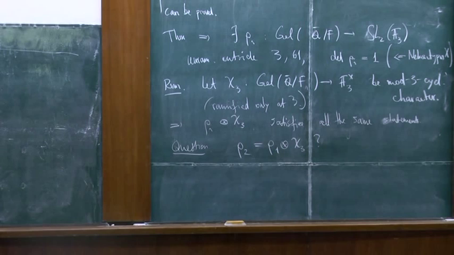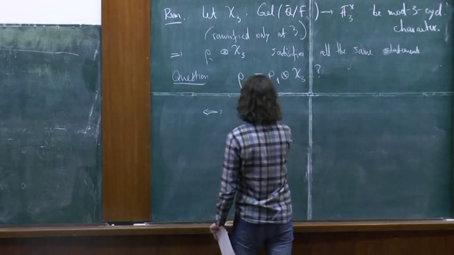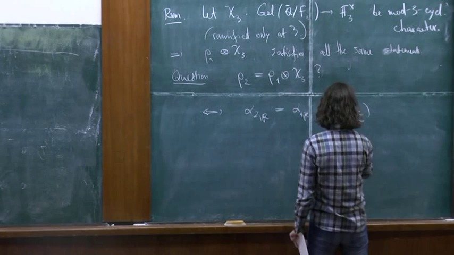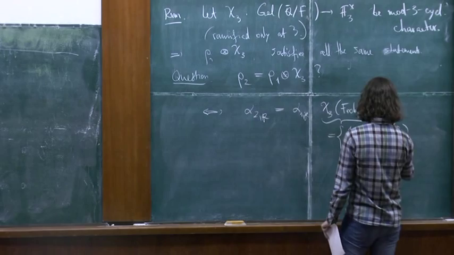So what does this mean? So that's equivalent to alpha 2p being the product of alpha 1p with chi 3 of the Frobenius at p. And that's actually easy to evaluate. So that's 1 if p is 1 mod 3, and it's minus 1 if norm of p is minus 1 mod 3. Am I doing it correctly? I think so.